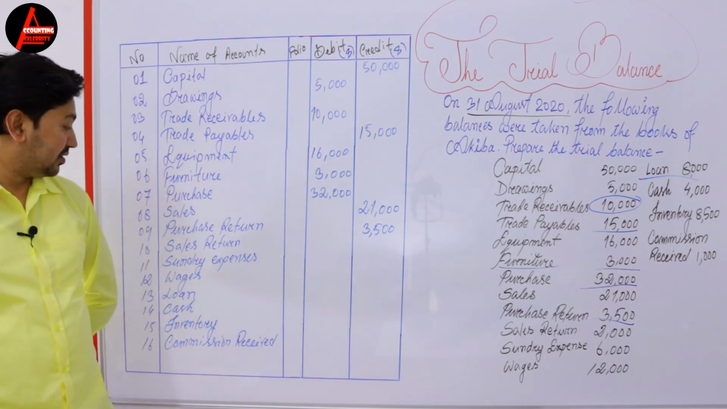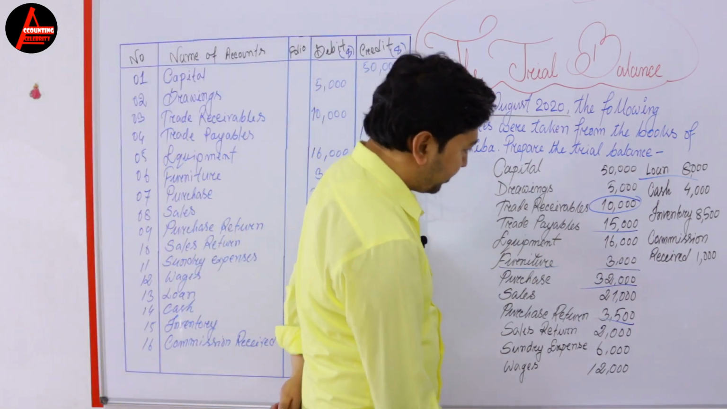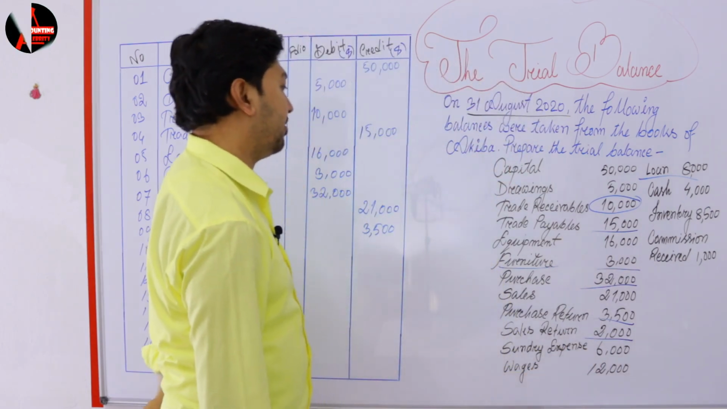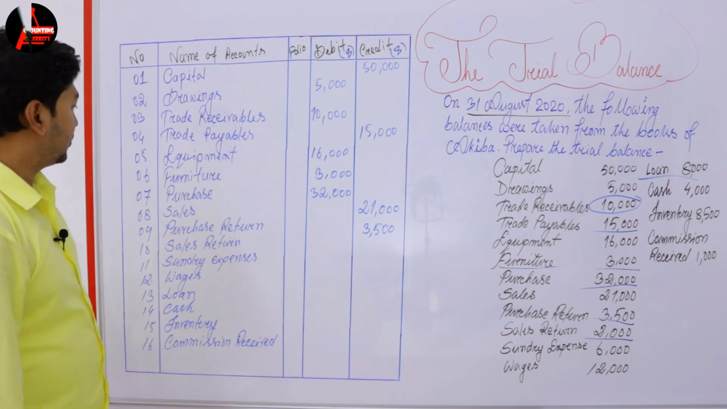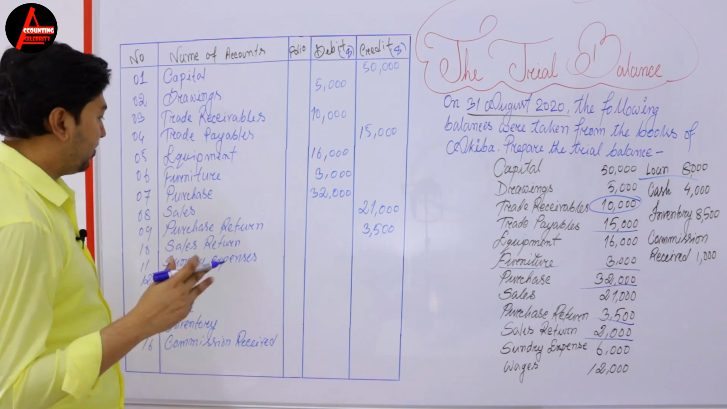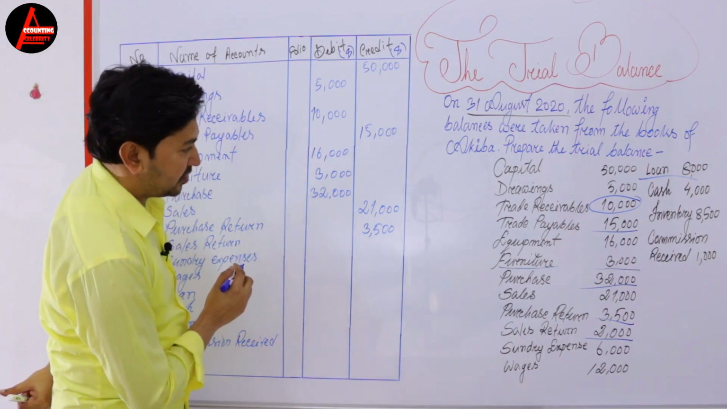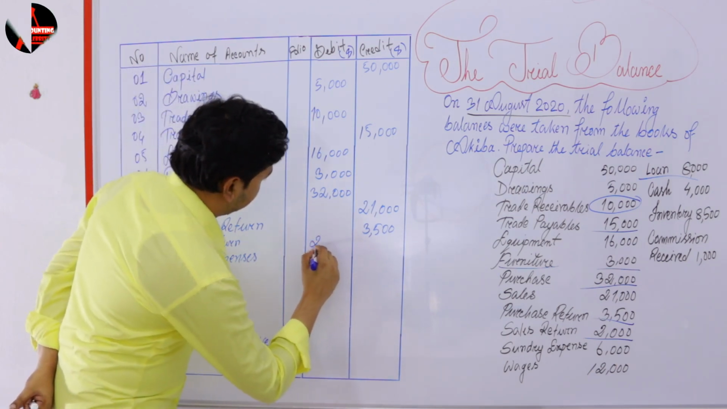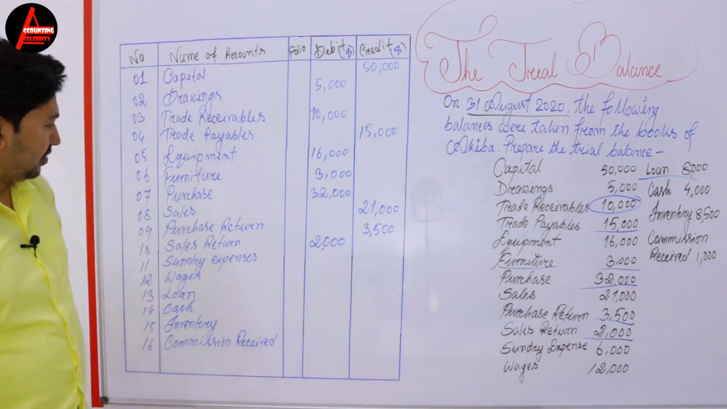Next one is sales return. Sales return, you sold goods, but the buyer has returned the goods. Okay, so as you got returned, you have to pay money, so it's an expense. So expense is always what? Debited. Yeah, so right here $2,000 in the debit side. Okay, done. What is next?